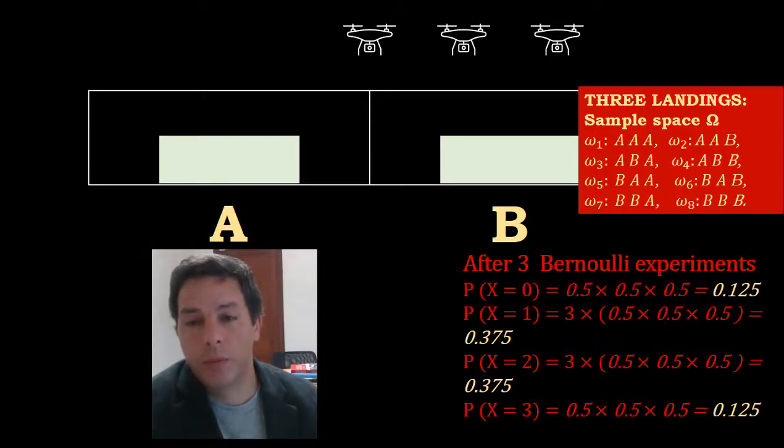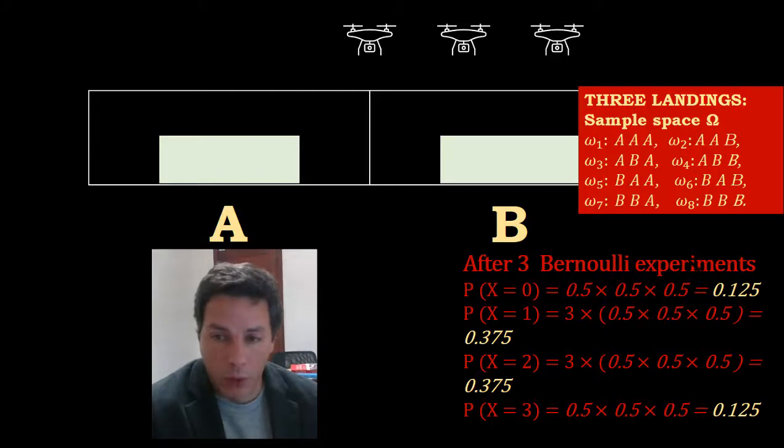And finally, what's the probability of having 3 landings in A? Well, we have to look at omega 1 only. So omega 1 only has the 3 landings in A, and the probability of landing in A is 0.5 times 0.5 times 0.5. So the probability of 3 landings in A is 0.125.